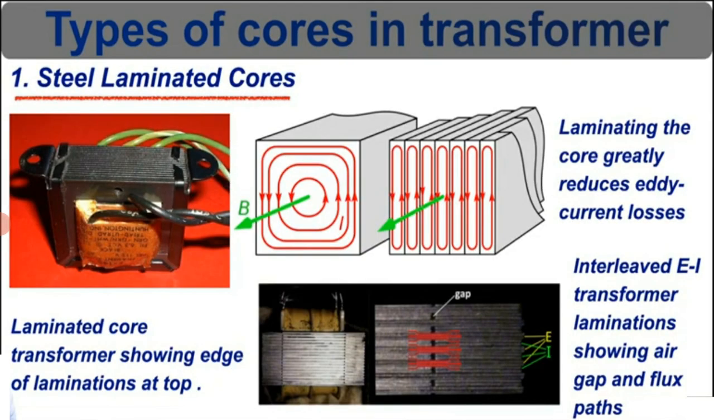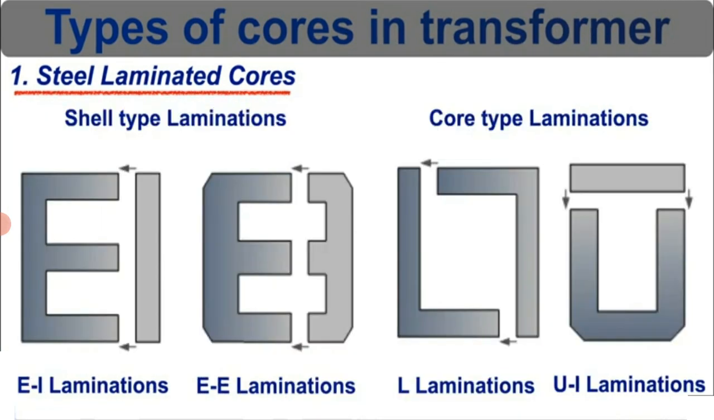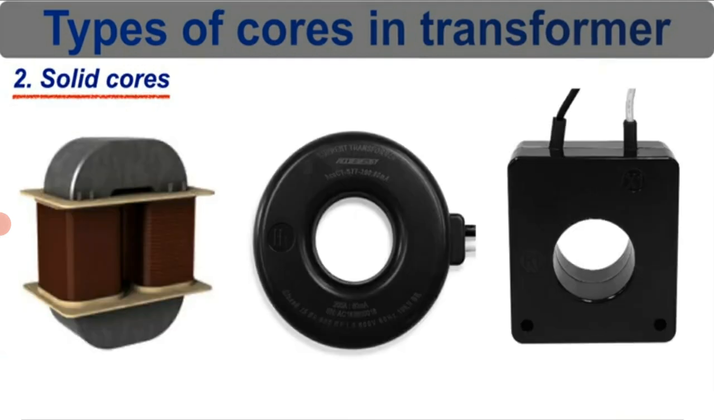Types of core in a transformer: the first type is the steel laminated core. Laminating the core greatly reduces eddy current losses. On the screen you can see EI lamination and EE lamination, which are types of shell type lamination, and LL lamination and UI lamination, which are types of core type lamination. Second, solid core.